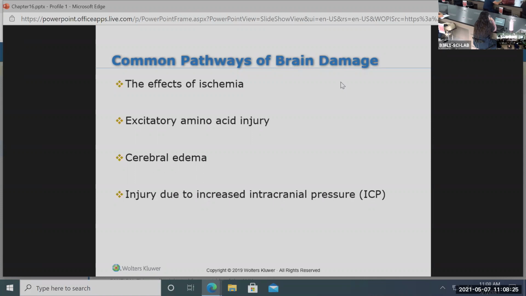CSF is produced in the lateral ventricles, third ventricle, and fourth ventricle. Then the CSF flows through the center of the spinal cord. If you folks remember, the gray matter is the letter H, and the center of the H we call the central canal. That central canal carries my CSF. And that CSF also surrounds my spinal cord and my cerebrum. Okay.